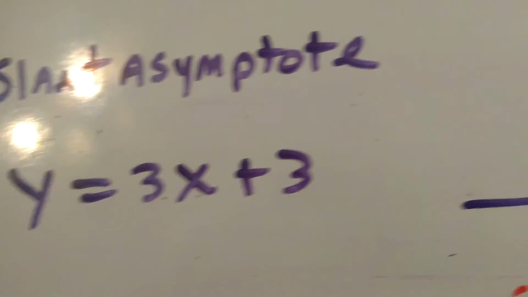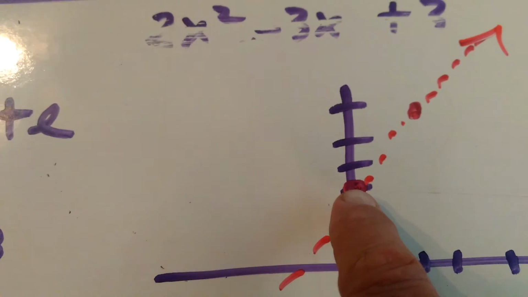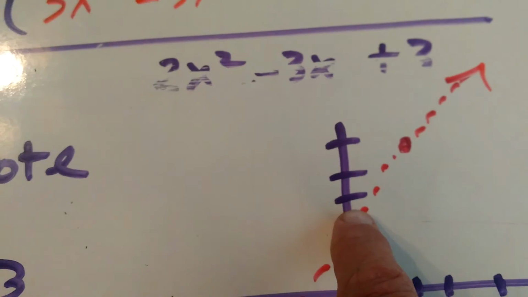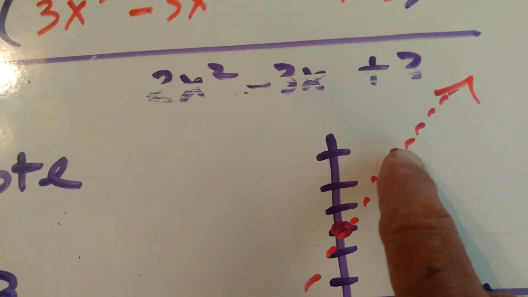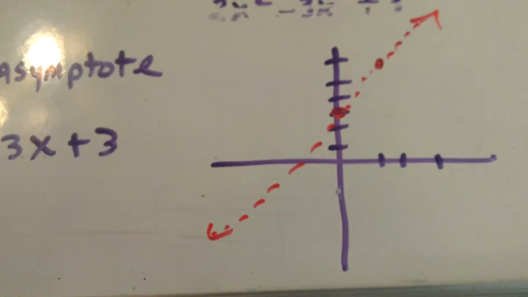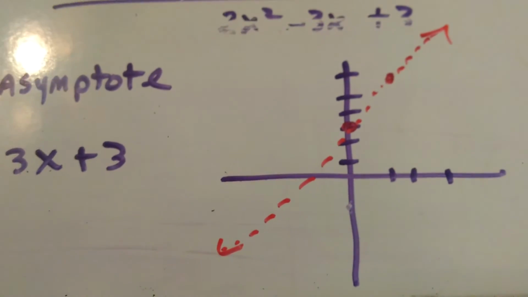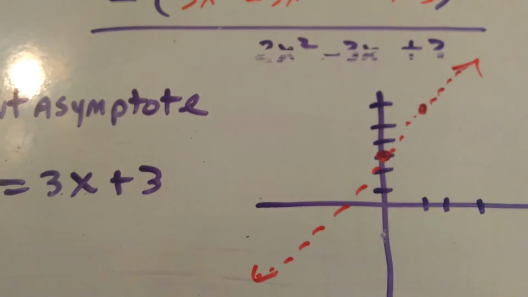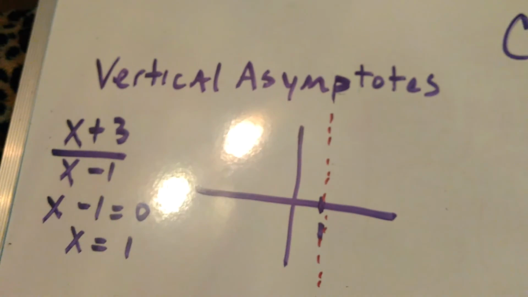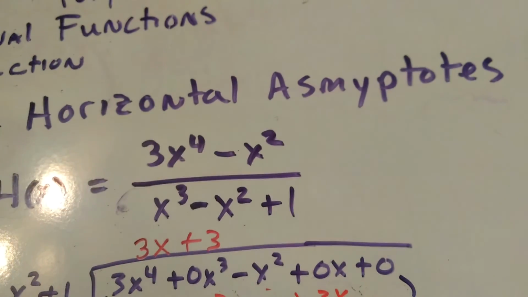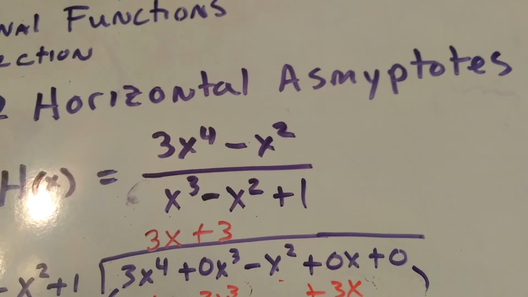So all we're going to do is graph it. We start off with our 3 for our y-intercept, which is our b. We move up 3 and over 1 to get our second point, do dashed lines, and so there is our slant asymptote. So when we're dealing with rational functions, we have to calculate and see if we have any vertical asymptotes or horizontal asymptotes, and that's going to make it much easier for us to graph when we come into sections 5.4 and 5.5.